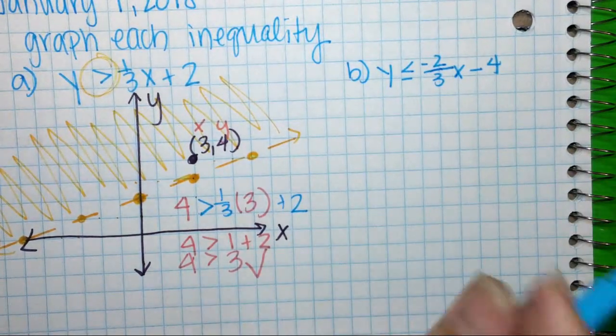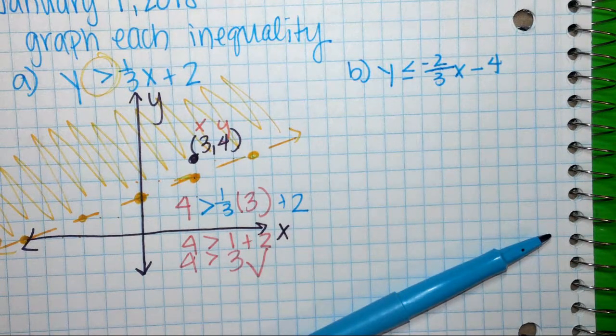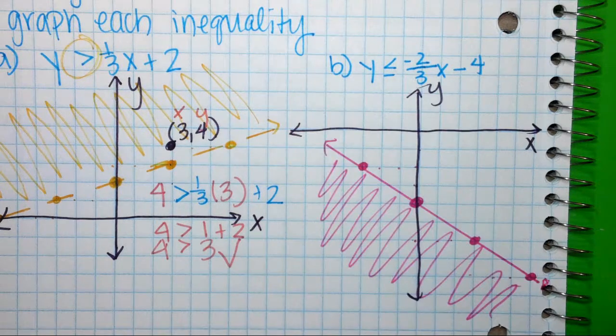All right, do this one without me. y is less than or equal to negative 2/3 x minus 4. Does yours look like mine? No, I haven't changed. Negative. You have to fall down the hill. Did you go to the right?